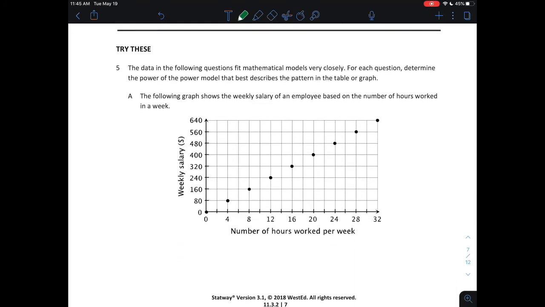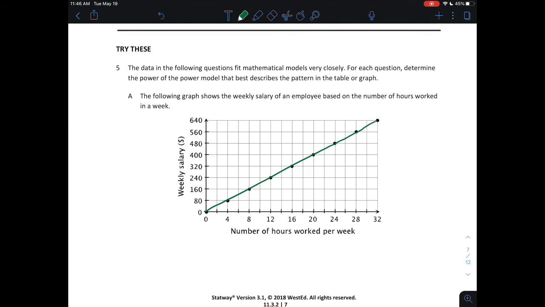Number 5. The data in the following questions fit mathematical models very closely. For each question, determine the power of the power model that best describes the pattern in the table or graph. Part A. The following graph shows the weekly salary of an employee based on the number of hours worked in a week. So here we can see a horizontal axis for numbers of hours worked per week, and then a vertical axis for weekly salary, and then some dots that are graphed. First of all, take a look at those dots. Do they appear to be in a straight line? Looks like it. So we already have a suspicion that this is probably a linear model.